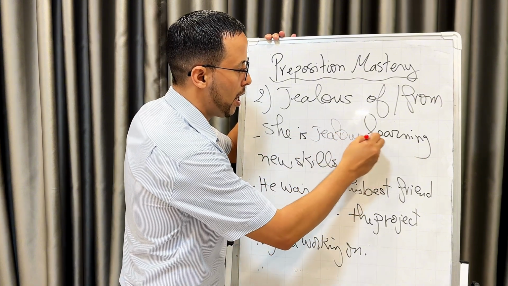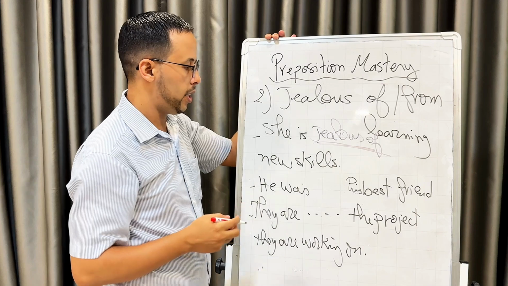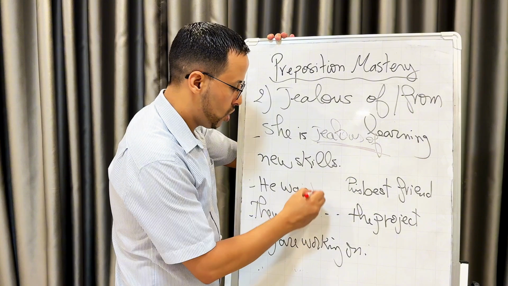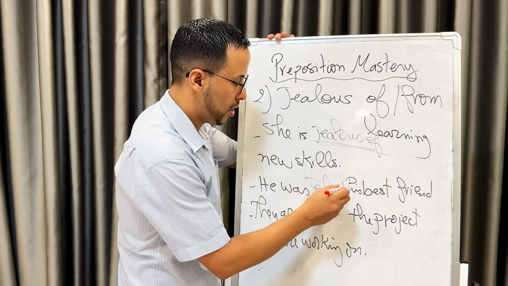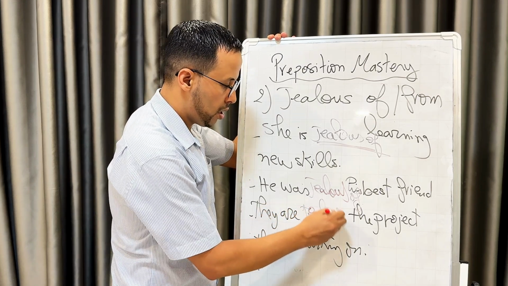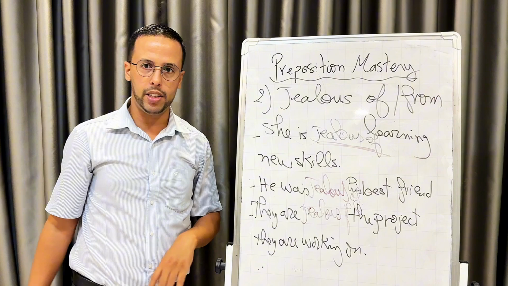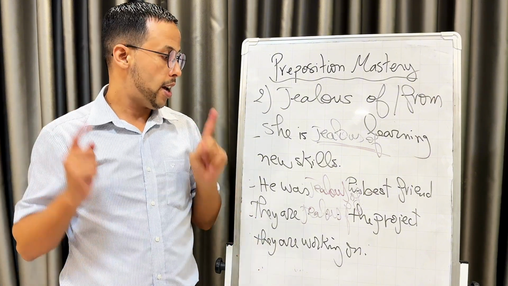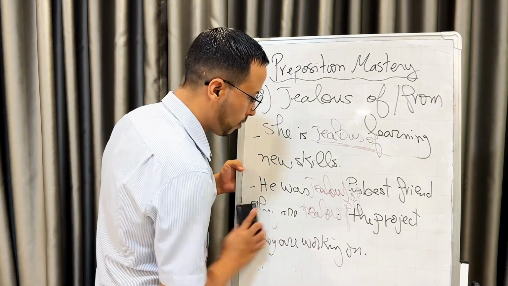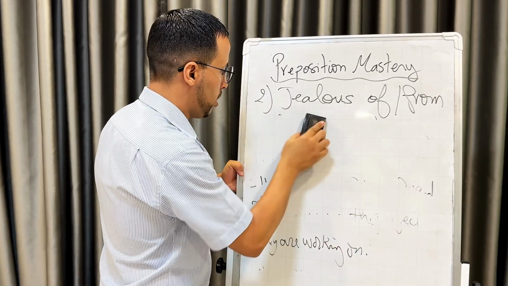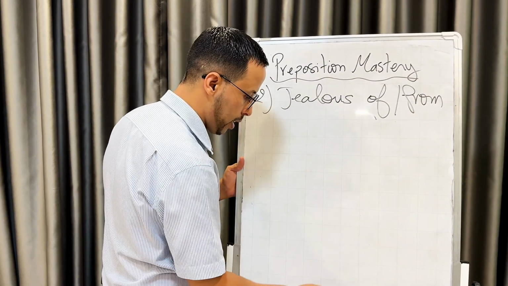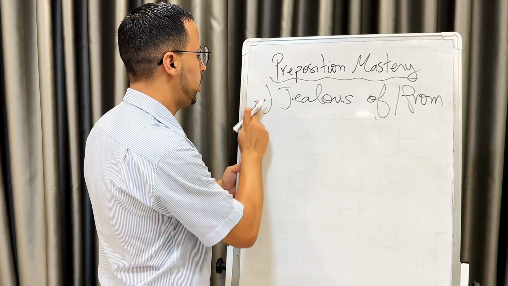She is jealous of learning new skills. He was jealous of his best friend. They are jealous of the project. Always use jealous of. Never use jealous from. All right? Okay. Nice. Good job, guys. You are excellent.